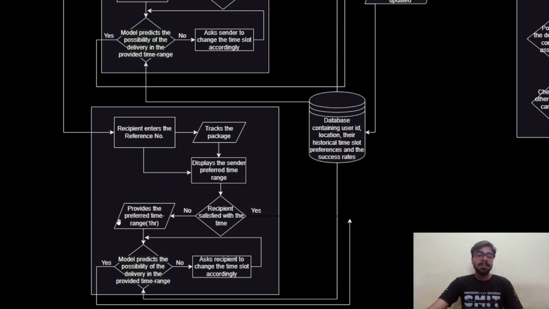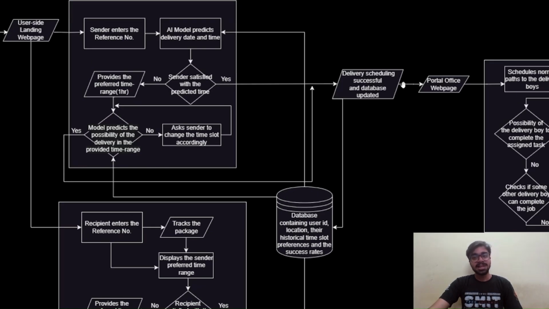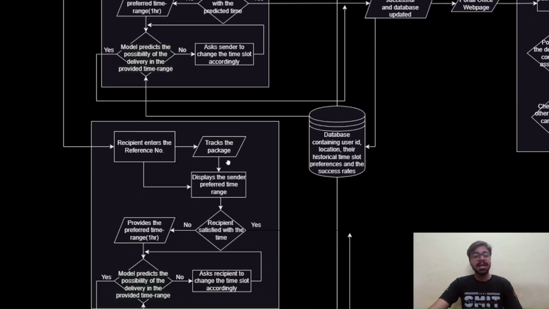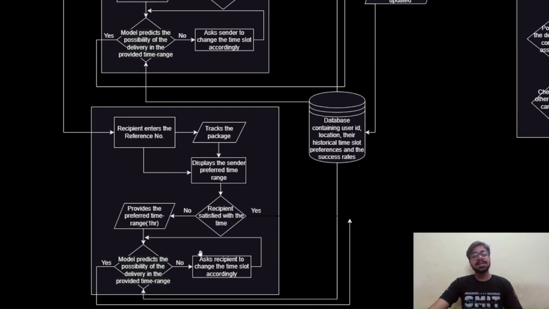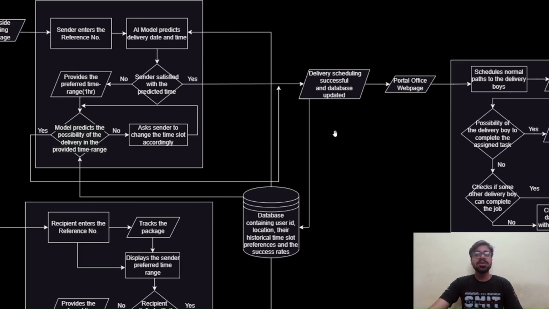Then, coming to the next part, the AI predicts the possibility of delivery within the time the recipient has provided. If it is possible, then the same thing, the delivery is scheduled successful and the database is updated. If it is not possible, the recipient is asked to make changes and the loop continues until it is possible for the delivery agent to provide the delivery within the stipulated time.